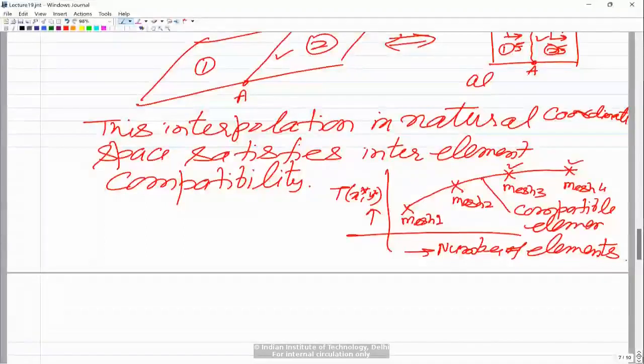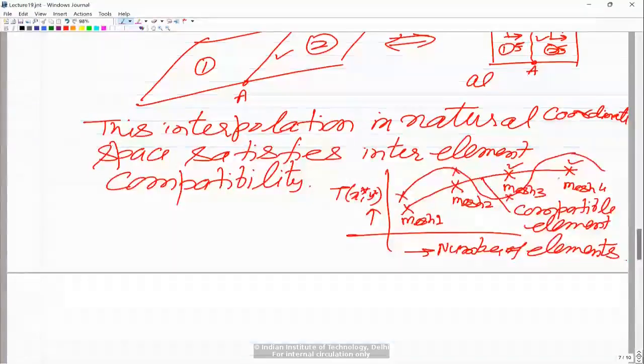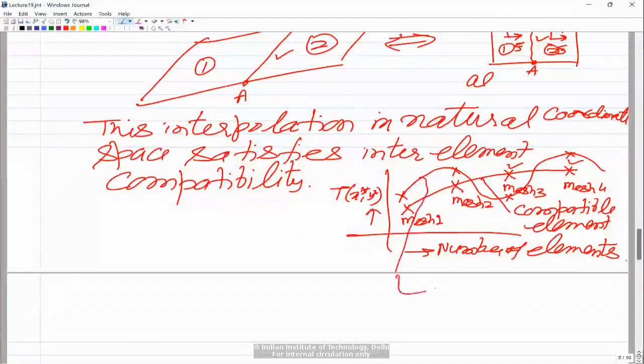If the element is incompatible, then this curve you may get something like this, and the convergence may get significantly delayed. So mesh 1 may give you this result, mesh 2 may give you this, mesh 3 may give you this result, mesh 4 may give you this result. So this gives oscillating convergence, and it is difficult to ensure whether the solution has converged or not. That means whether we have got the accurate result or not. So this kind of convergence behavior you get from the incompatible element.